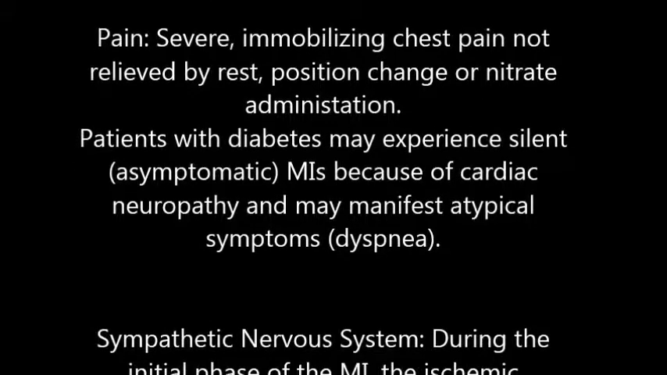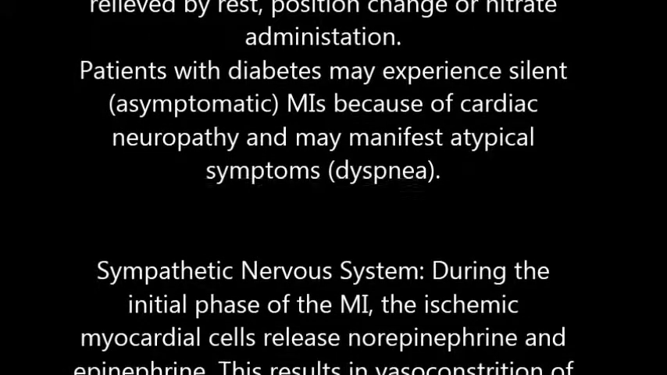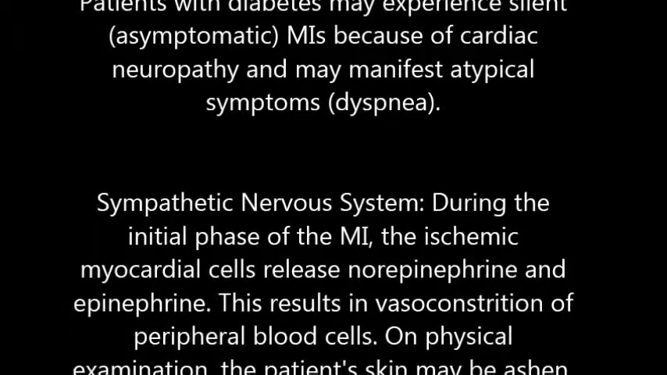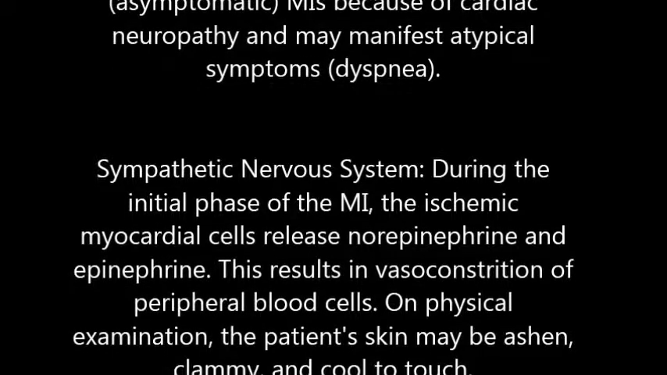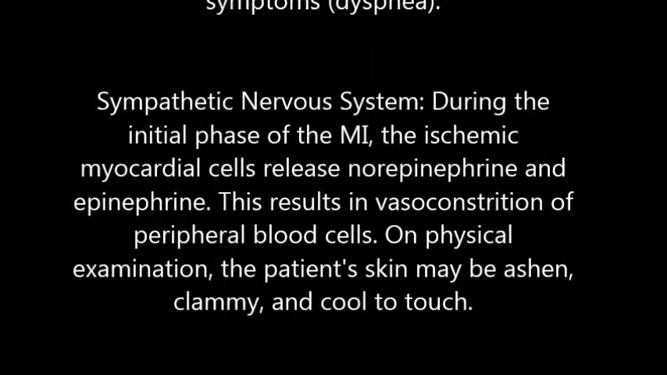Sympathetic nervous system. During the initial phase of the MI, the ischemic myocardial cells release norepinephrine and epinephrine. This results in vasoconstriction of peripheral blood vessels. On physical examination, the patient's skin may be ashen, clammy, and cool to touch.